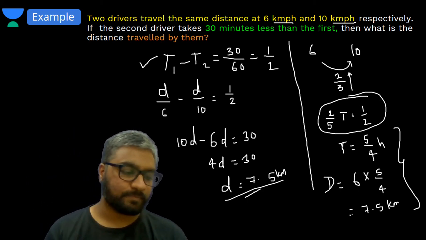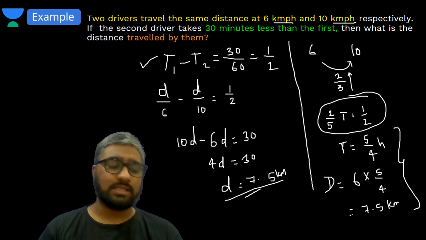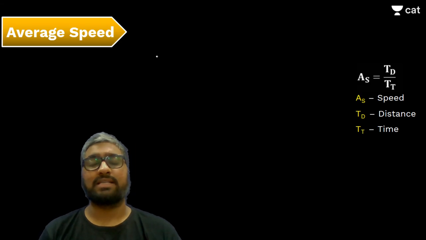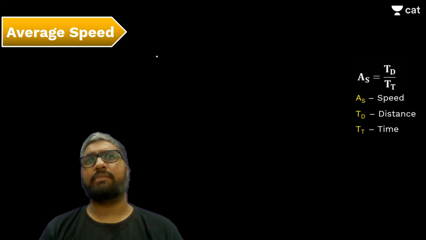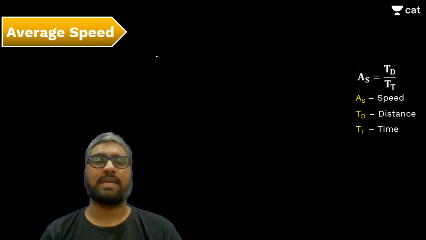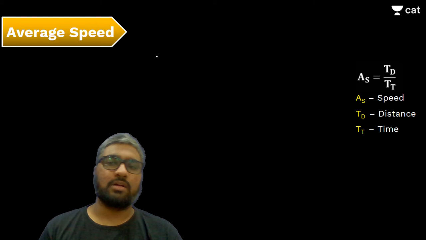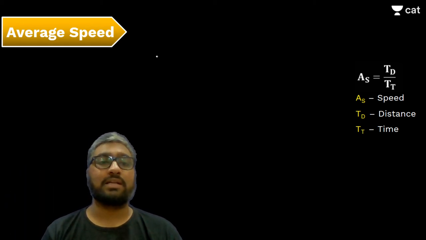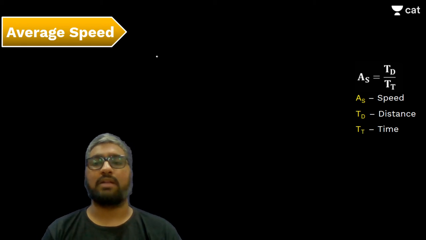Right, super. Now let's move on to the next concept. The next concept here is the average speed. Let me talk a little bit about average speed. Some question said that the speed of a car was 60 kilometers per hour, the speed of a bike was 30 kilometers per hour, a train traveled at 30 meters per second or whatever.